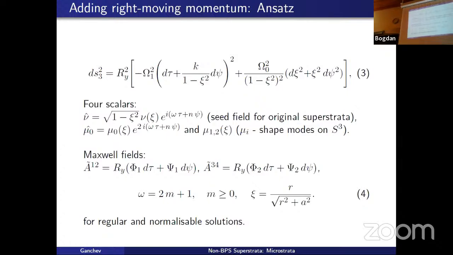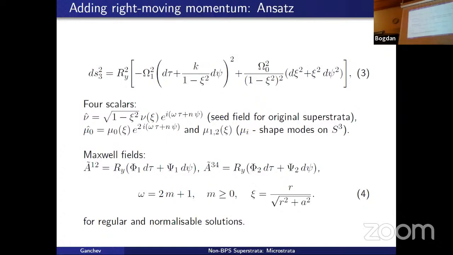This is scalar nu that is the seed for the original superstratum. I think it can be linked to the NS flux field. And these mu 0, 1, and 2 are the shape modes on the S3 of the compactification. And here are these phases that I was telling you about. So the original superstratum corresponds to setting omega to 0.